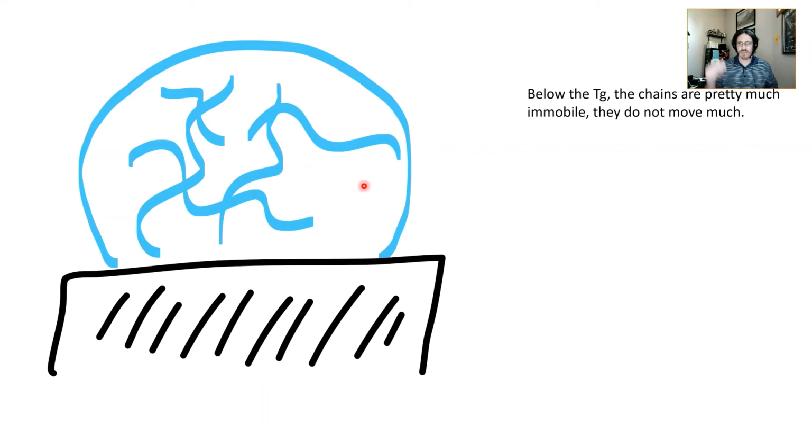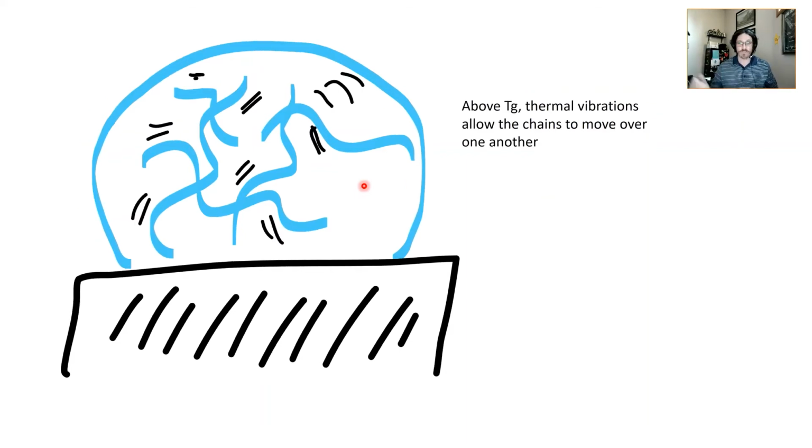So below the Tg, the chains are pretty much immobile. They're not moving much. Above the Tg, there's thermal vibrations now, right? So visualize it if you can. You have all these polymer chains hanging out. They want to move, but they can't just scoot. They have to rotate as well, and they slide over one another, right? So there's some double motion that has to happen. It's like a game of Twister. It's hard for one person to move; two people have to move at the same time. I don't know if that's the best analogy, but it's all I can think of right now.